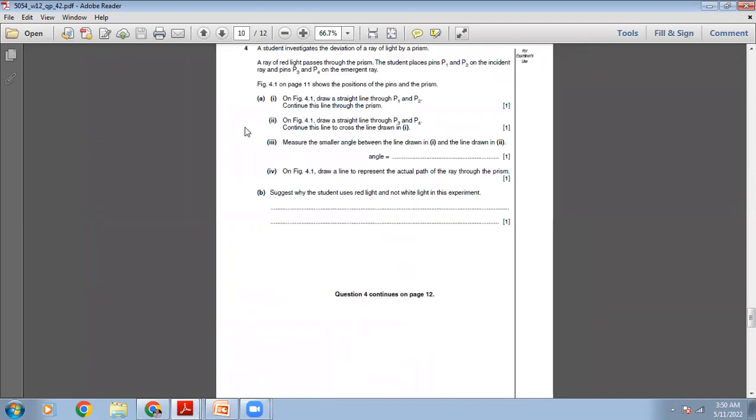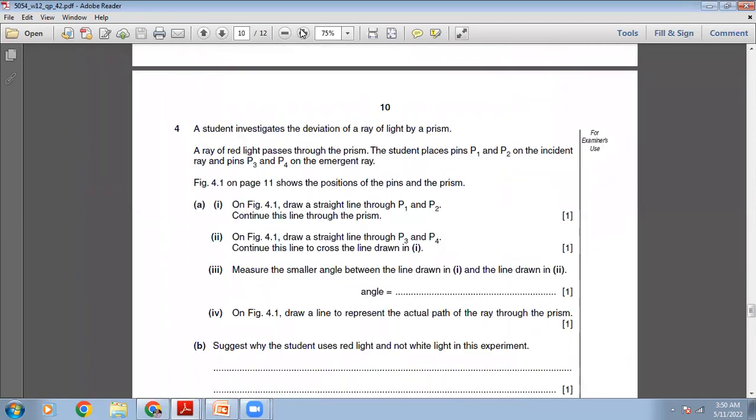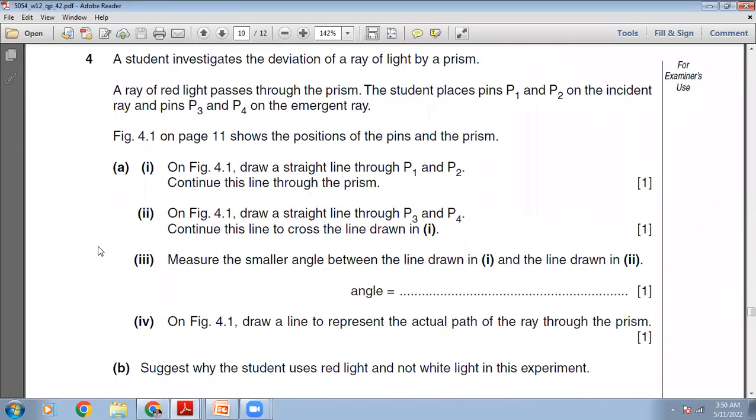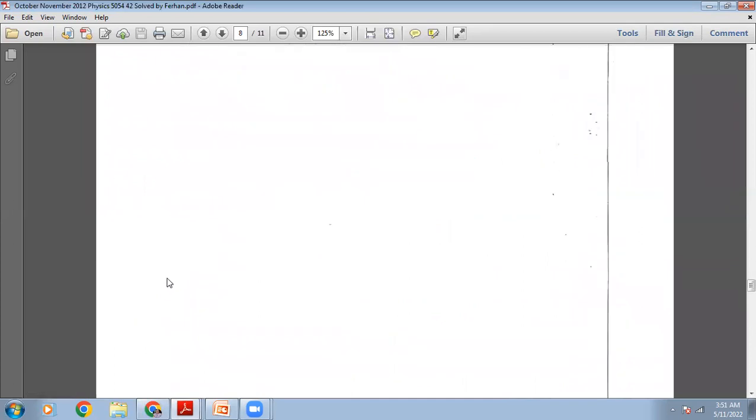Okay. So what do they want? First of all, on figure 4.1, draw a straight line through P1 and P2. Continue this line through the prism. Okay. On figure 4.1, draw a straight line through P3 and P4. Continue this line to cross the line drawn in the first part. Then he says, measure the smaller angle between the line drawn in the first part and the line drawn in the second part. Okay, so let me show you how this is done, what they're talking about.